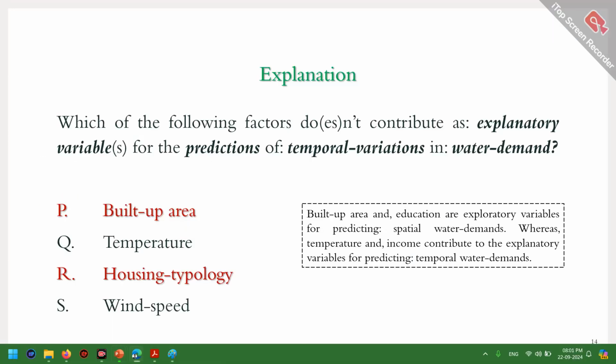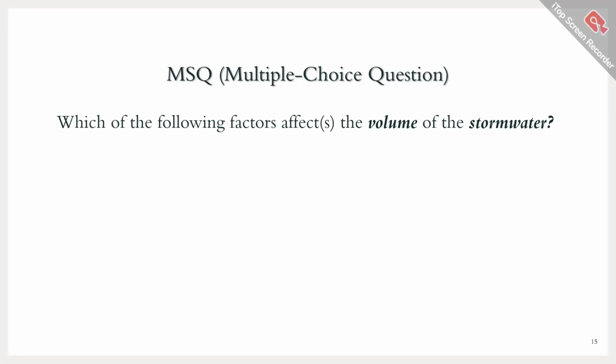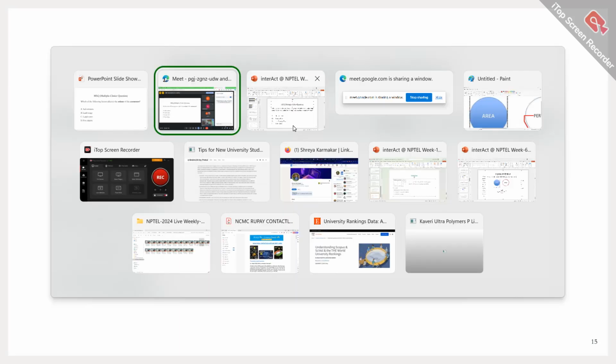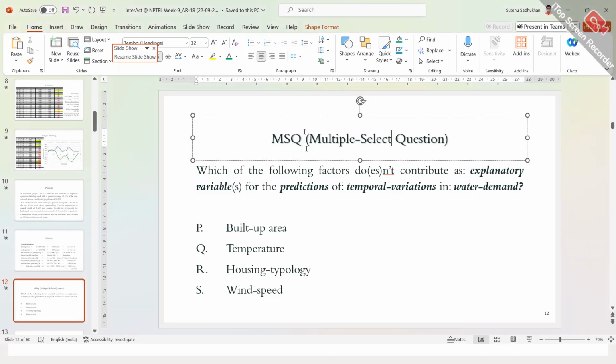It is clear. Now we'll proceed to our next MSQ, again a multiple select question. Which one or more than one of the following factors affect the volume of the storm water? Option A soil wetness, option B land usage, option C land cover, and option D is percolation. Again, I'll wait for a couple of minutes. Type your answer in the chat box.